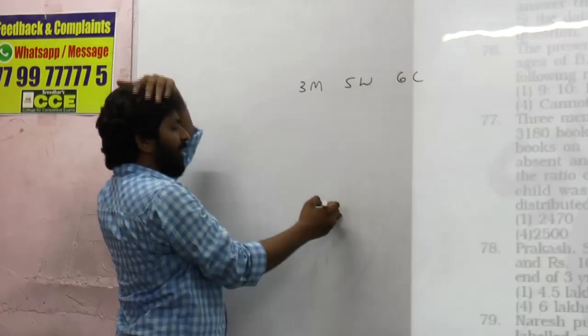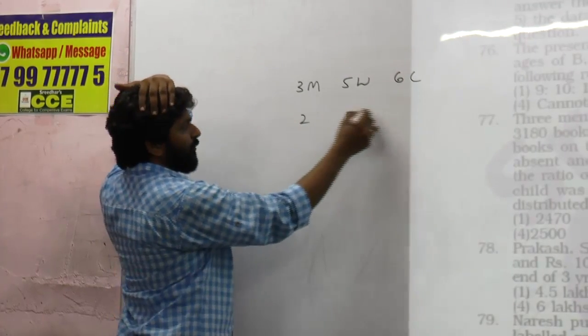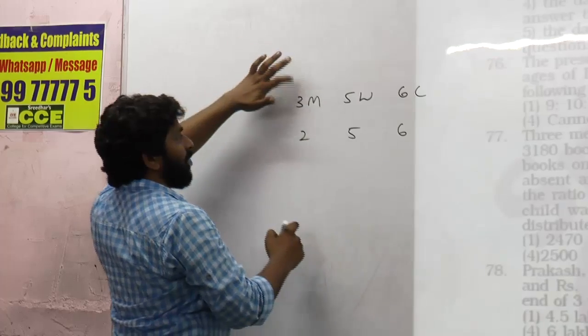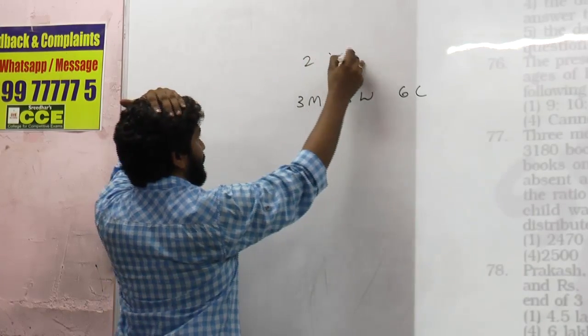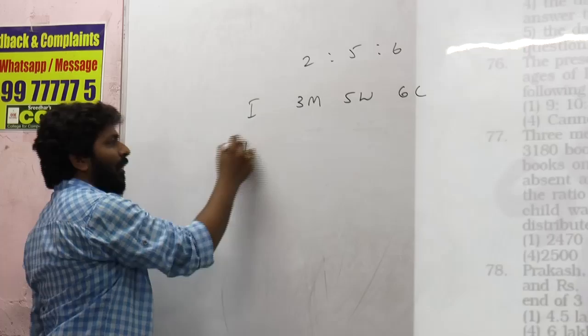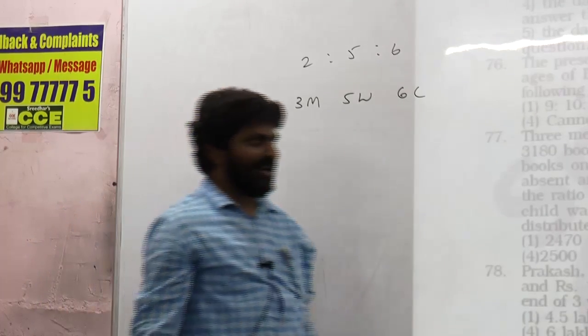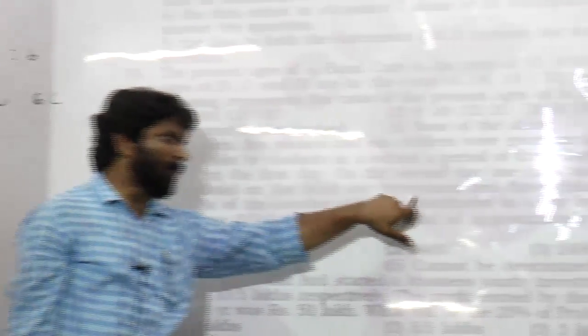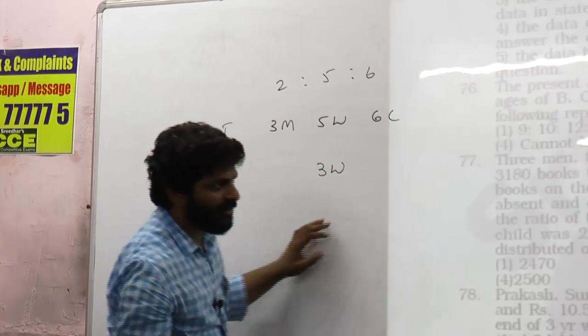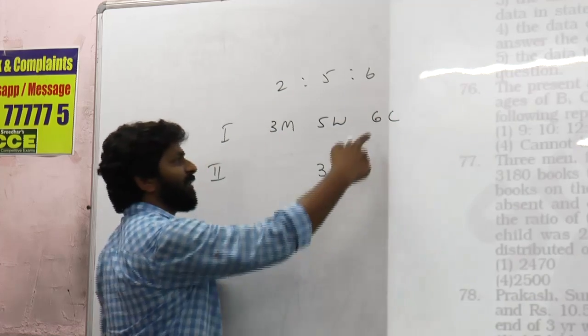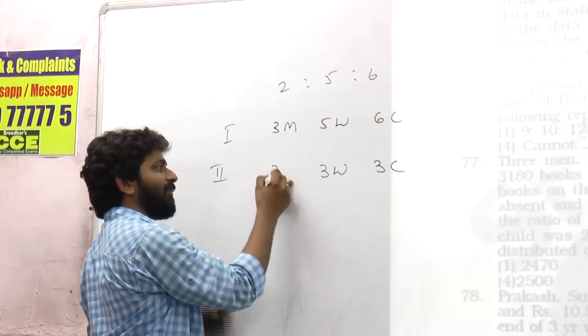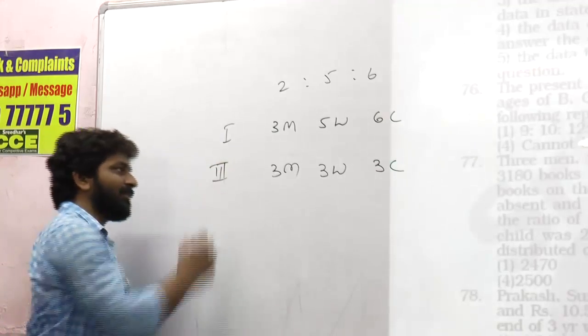On the third day. So how many men are there? 3 men, 5 women, 6 children, and distribution ratio 2:5:6. Okay. This is on the first day. On the second day, you are not asked about the second day, you are asked about the third day. Third day, 2 women absent, 3 women will be there. 3 children absent, 3 children will be there. 3 men will be there. This is on the third day.